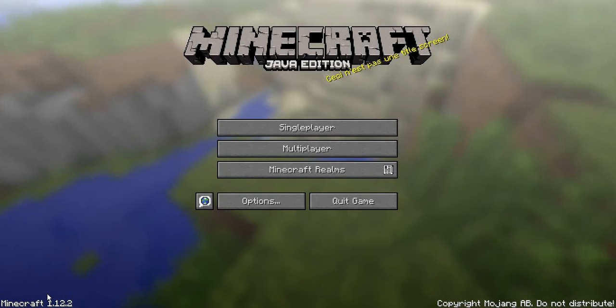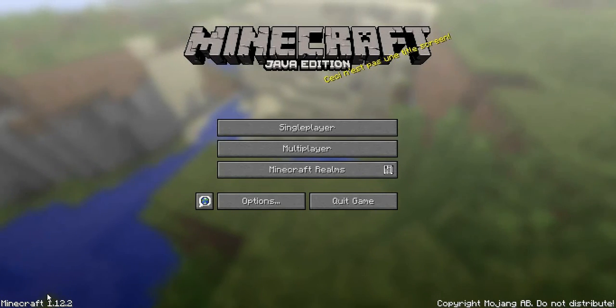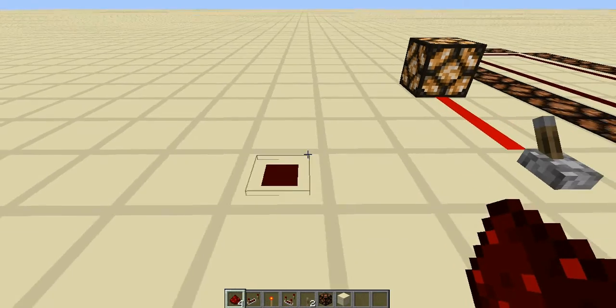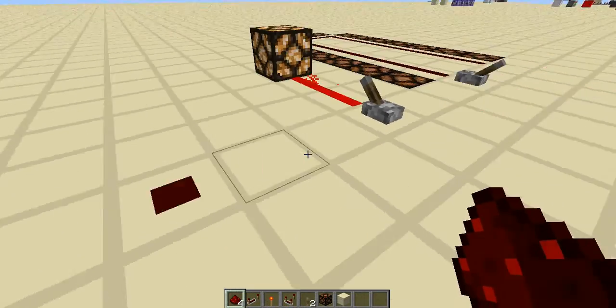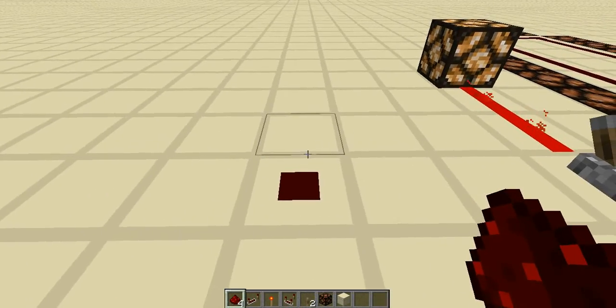Today I'm going to be teaching you about the basics of redstone. This is the first part in a series, and so let's get started. For the first part of the episode, I'm going to be talking about the redstone components that connect one thing to another. The first thing is redstone dust.